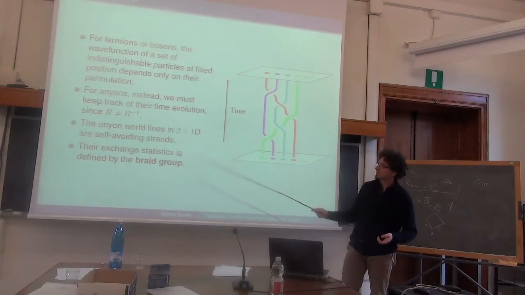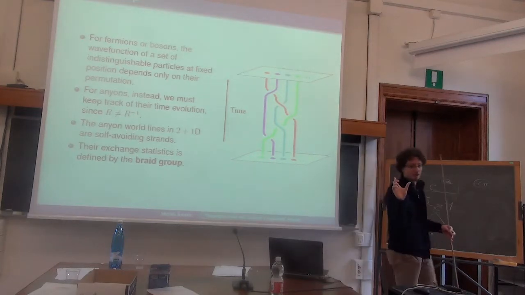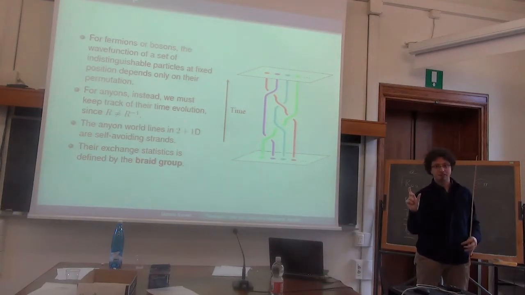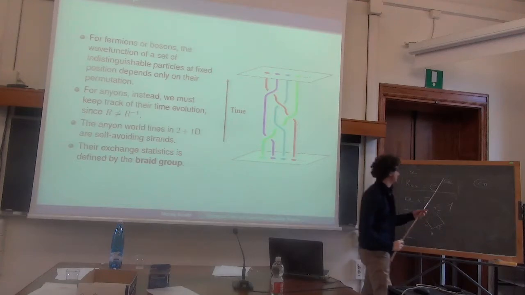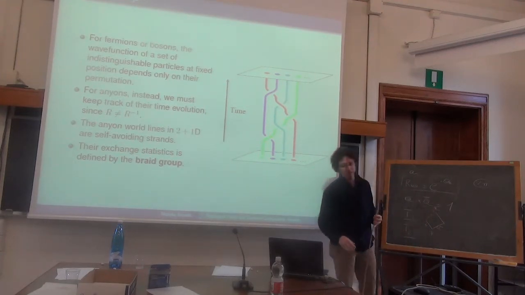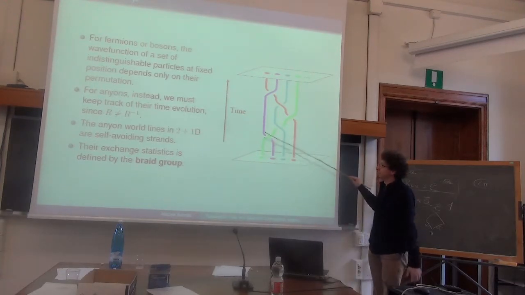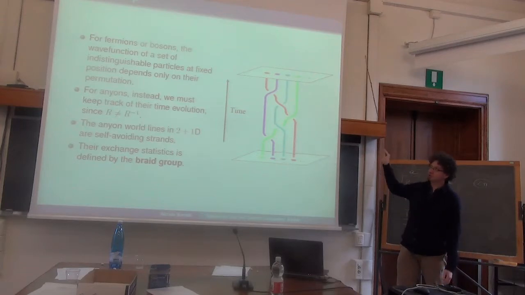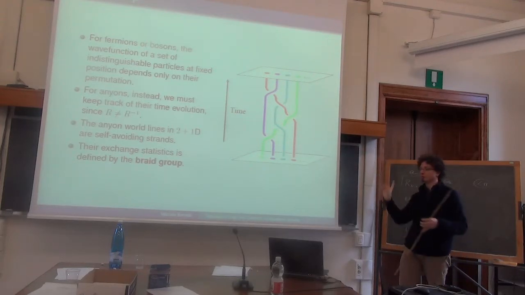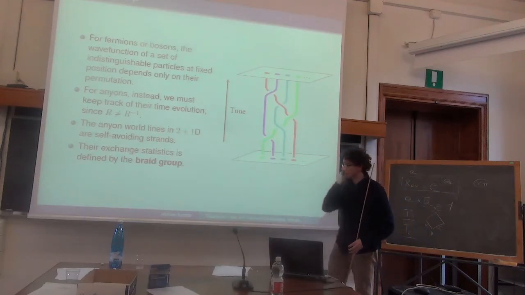Whereas for anyons, the two processes are different, because in one case I braid clockwise, and in the other case I braid counterclockwise. Essentially this theta_A is different from phi minus theta_A. And so I must keep track of the order in which I am exchanging them, both in time and whether I am applying clockwise or counterclockwise exchanges.